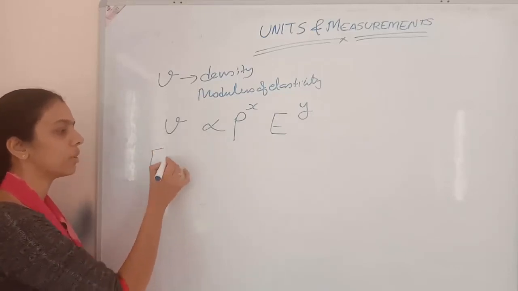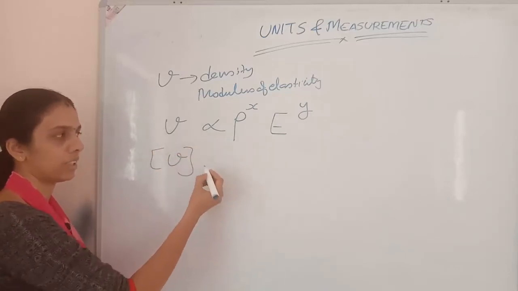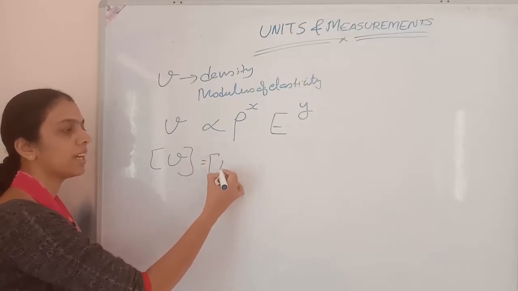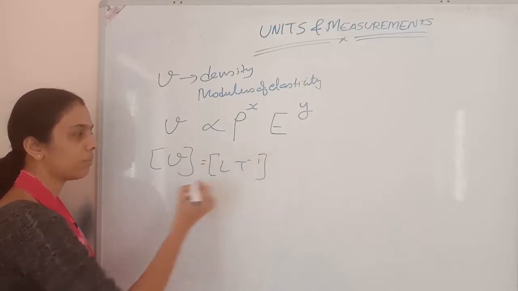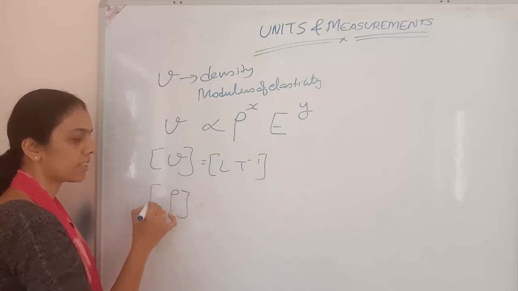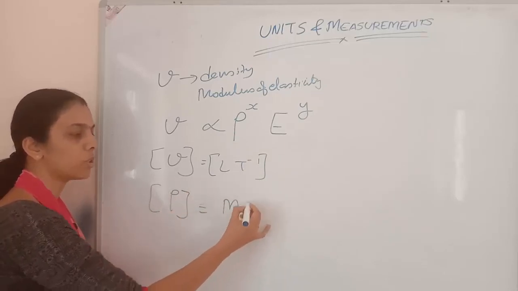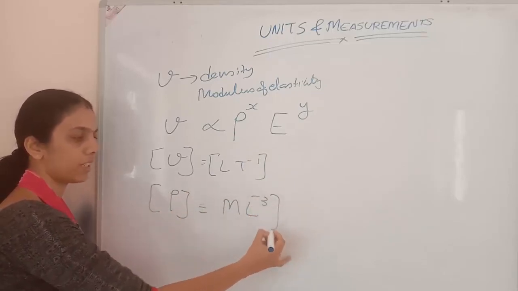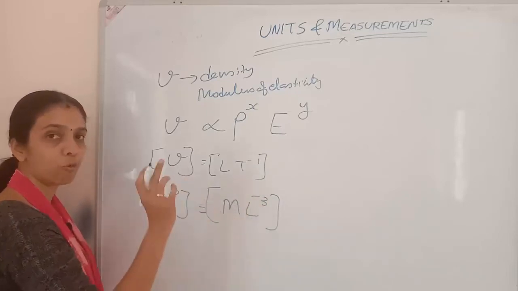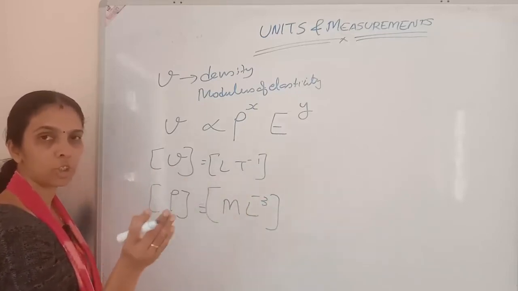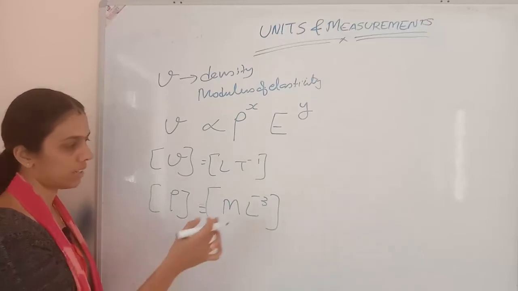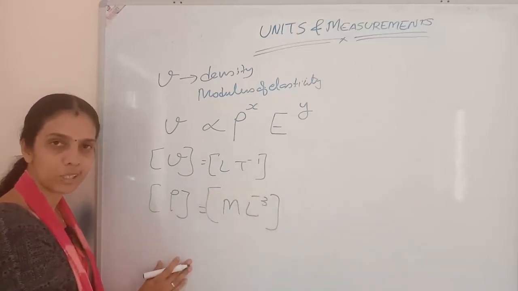Now you should find out the dimension for each and everything. Dimension of v is L T to the power minus 1. Dimension of rho is mass by volume, so M L to the power minus 3. Mass by volume. Volume is L, B, H or L cube. Anything you can consider. Anyway, it will be L to the power minus 3 only.